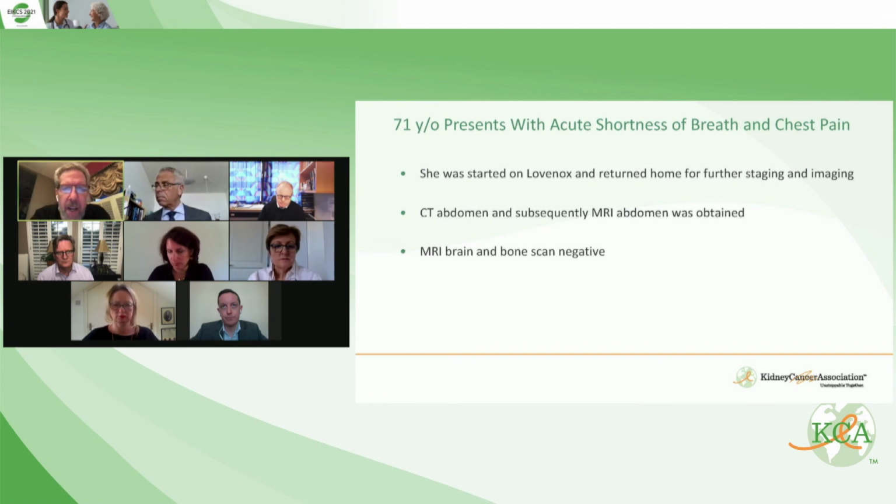So she is started on Lovenox and returns home for further staging and imaging. A CT scan of the abdomen and subsequently an MRI of the abdomen was obtained. She did have an MRI of the brain and bone scan, both of which were negative.